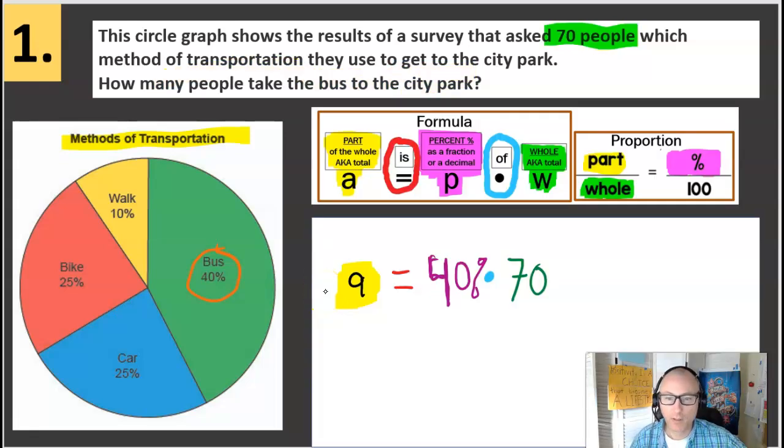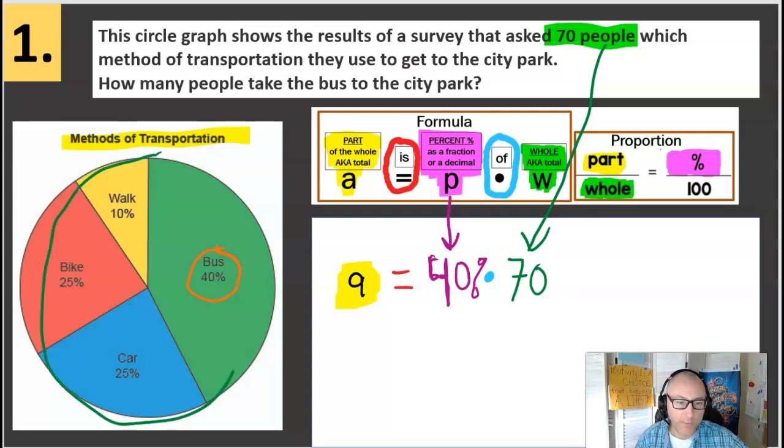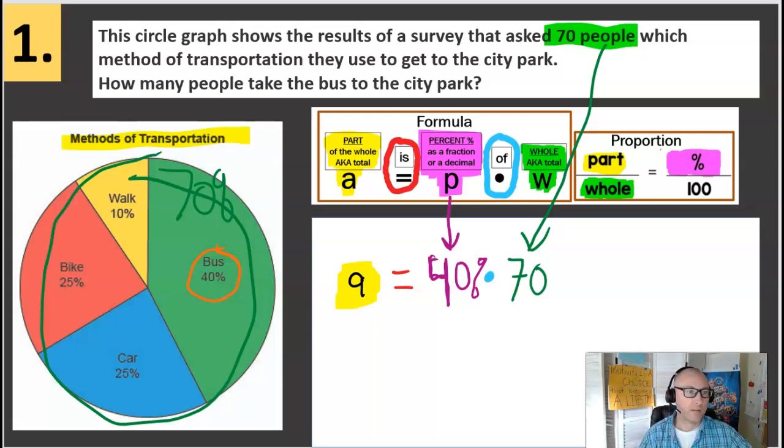So this is what they're giving us. They're giving us the percent, so I just put that down right here. They're giving us the total. That's how many total people there are: 70. I'll put that right in here with the formula. That's the whole, aka total. So the whole circle represents 70 people. Sorry, not percent, 70 people, not 70%. There we go. The percent.